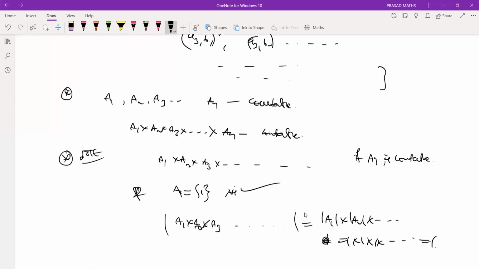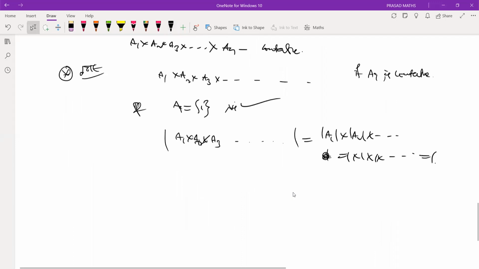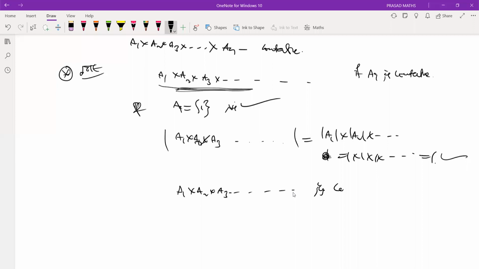So if the cardinality of each set is 1, it automatically means each set contains only one element. Which means it's a finite set. Once it is a finite set, it is automatically a countable set. Understand? Therefore, in this case, we can conclude that A1 cross A2 cross A3 going on is a countable set.